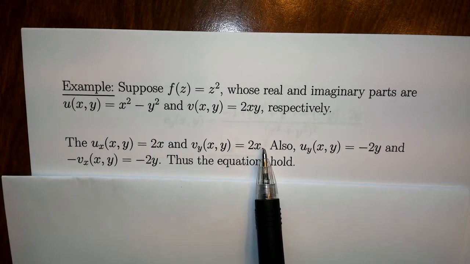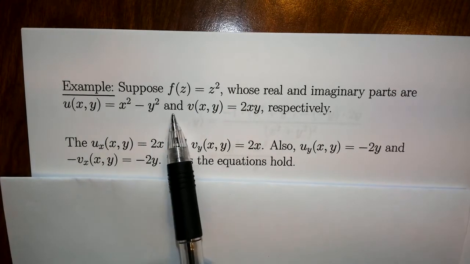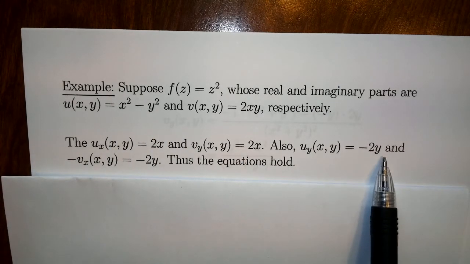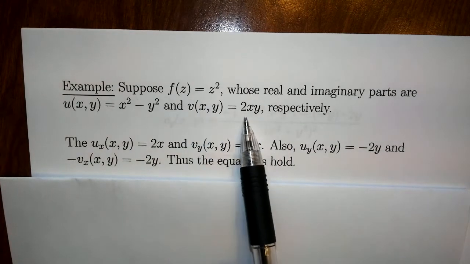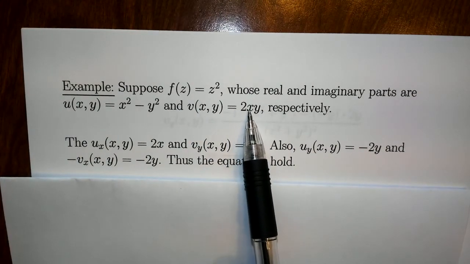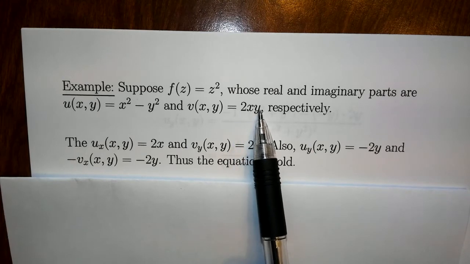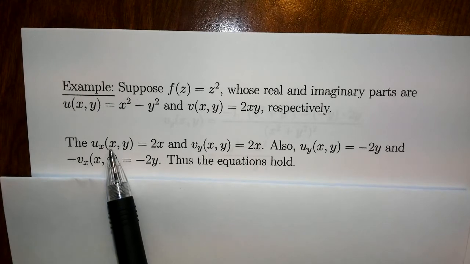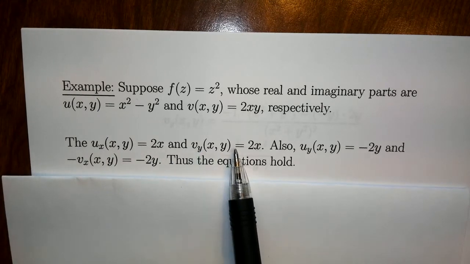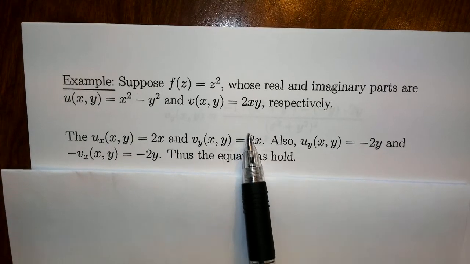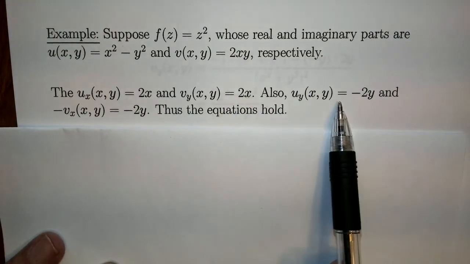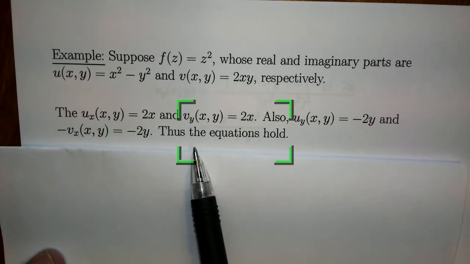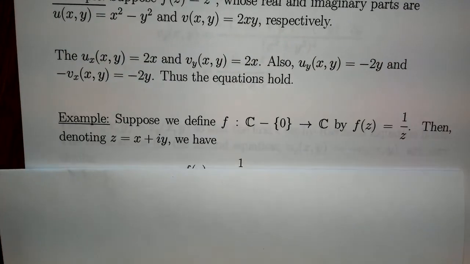These quantities are equal. Let's take the partial of u with respect to y. We treat x as a constant. We get minus 2y. Let's take the partial of v with respect to x. Well, if we take the partial of v with respect to x, we get 2y. But if we tack on a negative sign, we get minus 2y. So the partial of u with respect to x equals the partial of v with respect to y. That's the first Cauchy-Riemann equation. And the partial of u with respect to y equals minus the partial of v with respect to x. So the second Cauchy-Riemann equation holds.